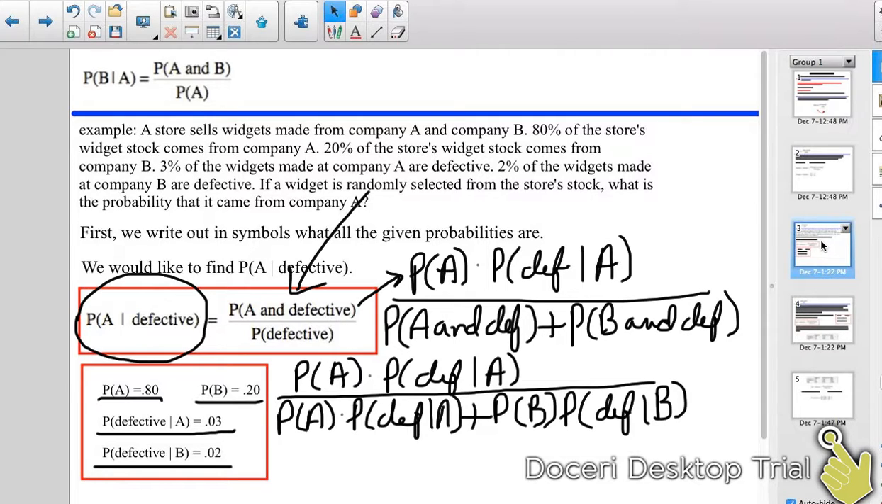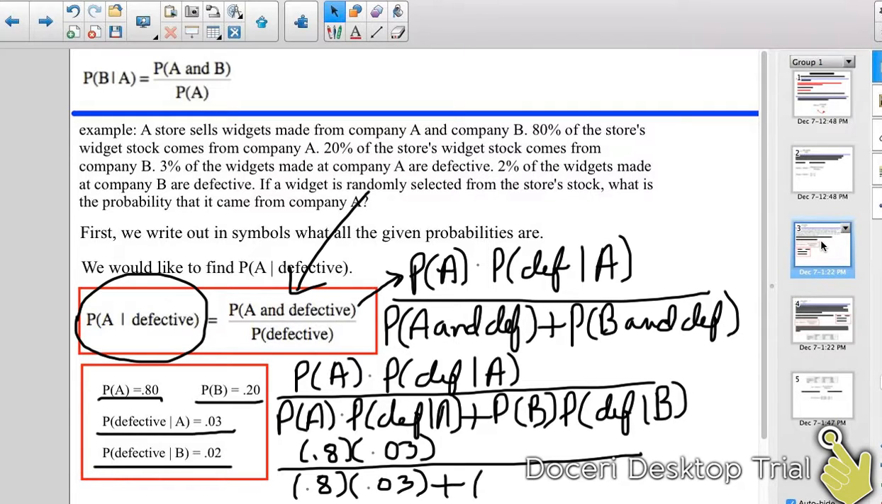Now let's plug in the numbers. Probability of A is 0.8. Probability of defective given A is 0.03. On the bottom, 0.8 for probability of A, 0.03 probability of defective given A. Probability of B is 0.2. Probability of defective given B is 0.02. All we need to do then is work out the top using our calculator, work out the bottom using our calculator, and we have the answer.